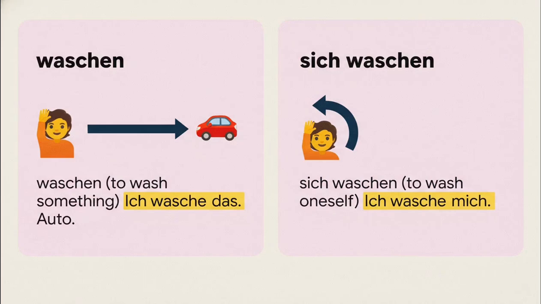This is a perfect example to really see it in action. Look on the left. Ich wasche das Auto. I wash the car. See how the action, washing, goes out to an object, the car. But now look at the right. Ich wasche mich. The action bounces right back. I wash myself. I'm the one doing the washing, and I'm the one getting washed. Simple as that.